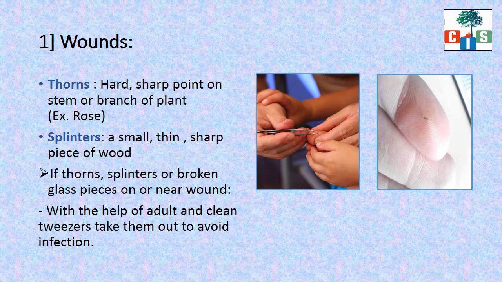So what is a thorn? A thorn means a hard or sharp point on the stem or branch of a plant. The rose, the most beautiful flower, has thorns. Now, what is the meaning of splinters? A splinter means a small, thin, sharp piece of wood, and you can see that in the second picture, a very small thin sharp piece of wood in that finger. Now, how to remove them? Here we have to take help of an adult and not use the hand. We have to use the tweezer to take out the thorn or splinter or glass piece to avoid infection. So this is about thorns and splinters.